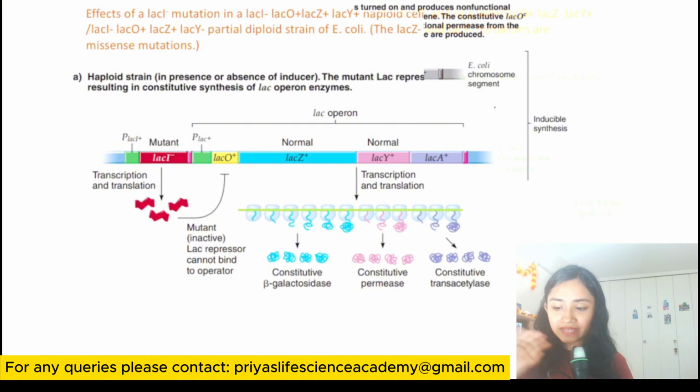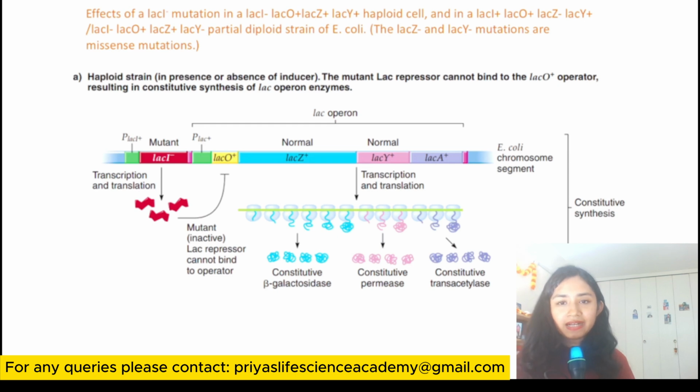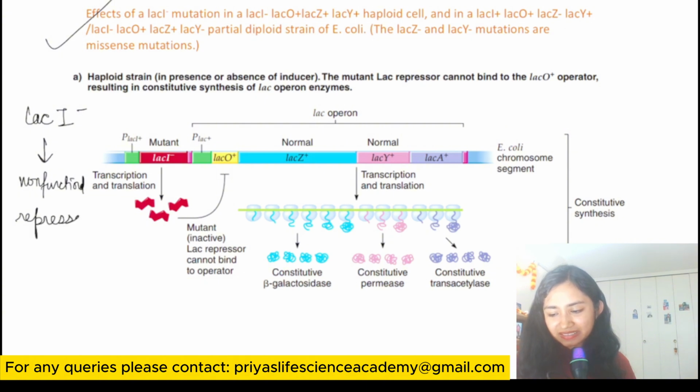Now I will let you know the effects of lacI mutation in this region. Here I will tell you about the mutation lacI minus. I hope you remember that lacI minus produces a non-functional repressor. That means it can't function properly. It doesn't have the ability to switch off the operon. So from lacI minus, mutant repressors are made, and the mutant repressor can't block the operator region. The mutant inactive Lac repressor cannot bind to the operator, so the operator is always free.